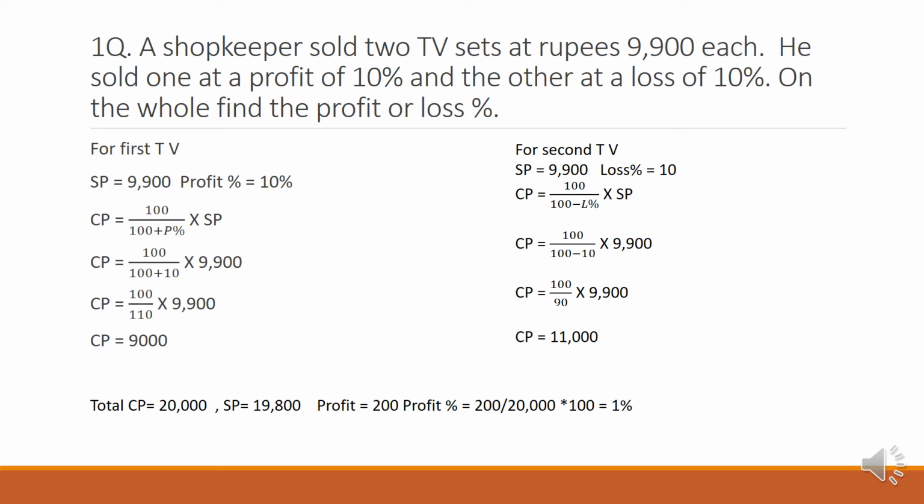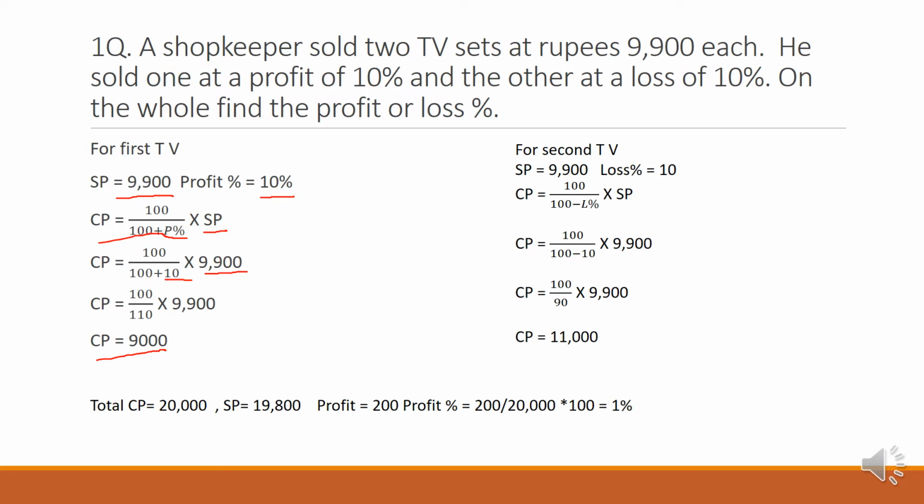So for the first TV, the selling price is 9,900 and the profit percentage is 10%. To find the cost price, we can use the formula CP equals 100 by 100 plus profit percentage into selling price. So cost price is equals to 100 by 100 plus 10 into 9,900. After solving this, we will get the cost price of the first TV as 9,000.